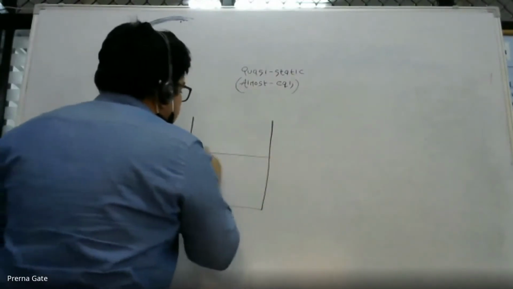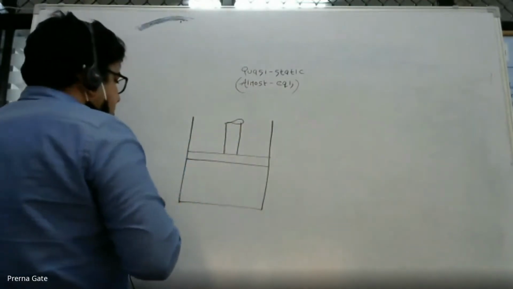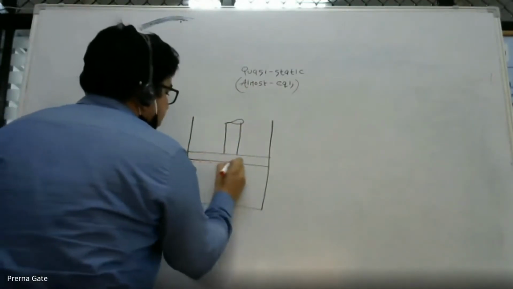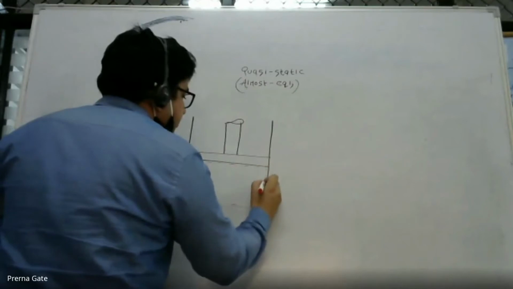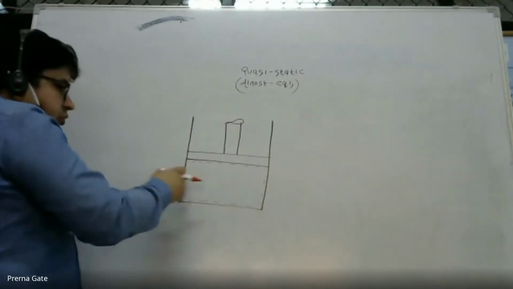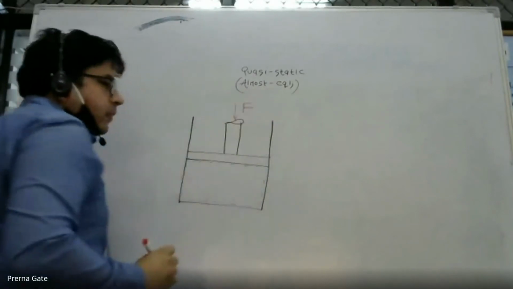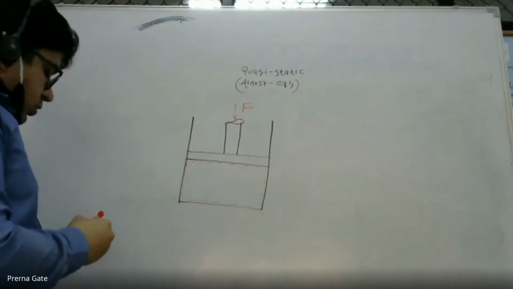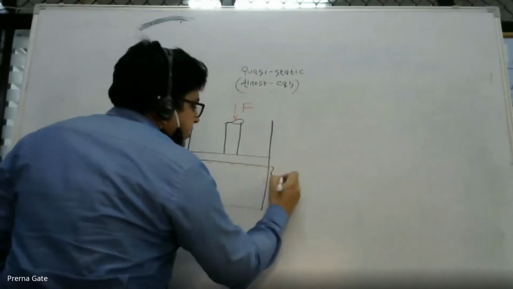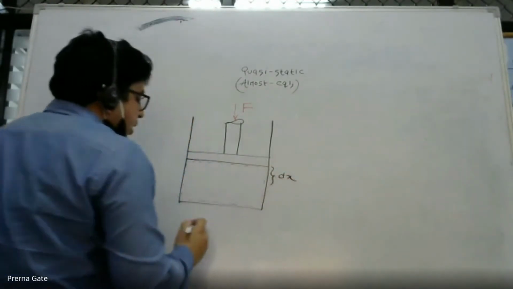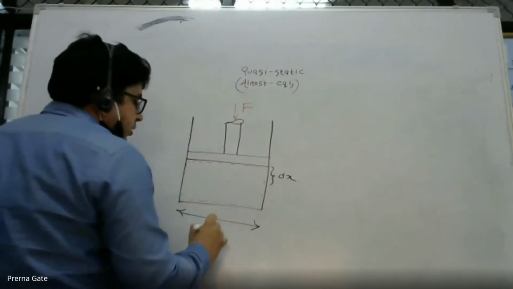So this is our piston cylinder arrangement, and our system is ideal gas, and I'm marking the boundary of our system. So a system is being exerted by certain force by this piston, let it be F. Okay, so due to the action of this force, let us consider a small displacement of our piston, let it be dx. Okay, and let the cross sectional area of this cylinder be A.